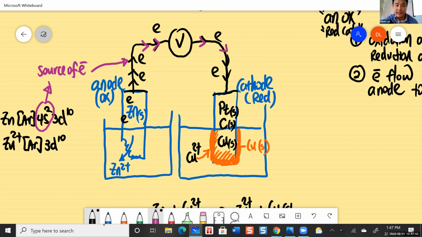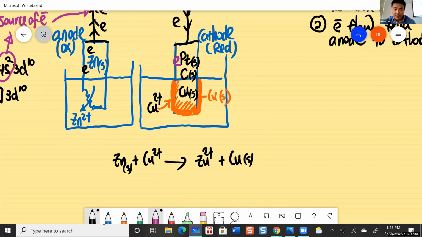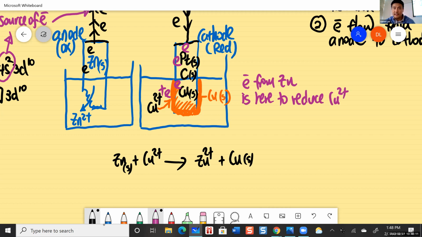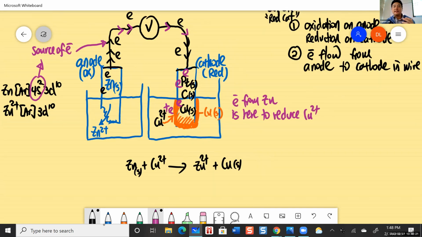What are they doing here? These electrons will arrive here, and what are they used for? They're used to reduce copper 2+. So the electrons from zinc are here to reduce copper 2+. And that is why you see a bunch of copper metal deposited here. So these are very visual. I want you to memorize number 2: electrons flow from anode to cathode in the wire, period. Okay, number 3.